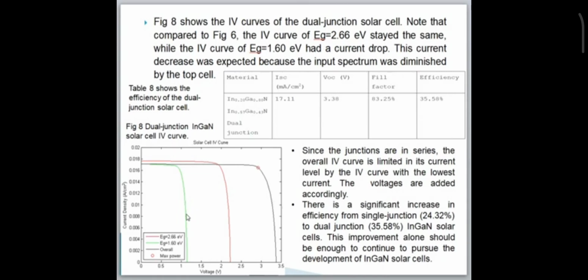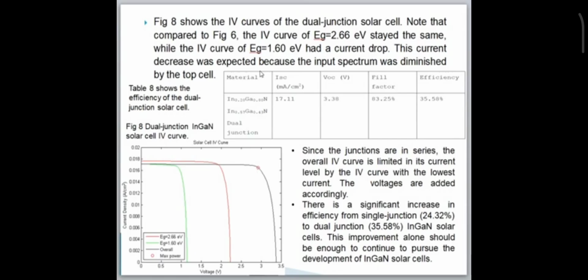This one is for the band gap 1.60 electron volt in green, and the red one is for the band gap 2.66 electron volt. The top junction has no change, but the bottom junction has a small drop in the current value because it is covered by the top junction. When we use both together, you will get the curve shown in black, and this is the point of maximum power. This is the power point of Vmp and Imp.